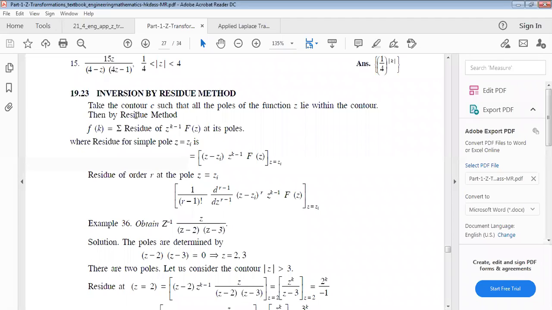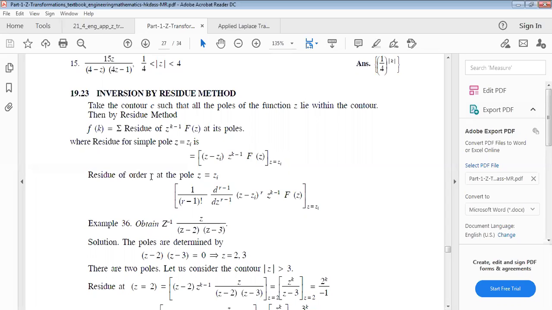Now, inversion by the residue method. Take the contour C such that all the poles of the function F(z) lie within the contour. Then by the residue theorem, the sequence f(k) can be written as the summation of residues of all z^(k-1) F(z) at its poles, where the residue for a simple pole z = zi can be written as (z - zi) z^(k-1) F(z) at z = zi.